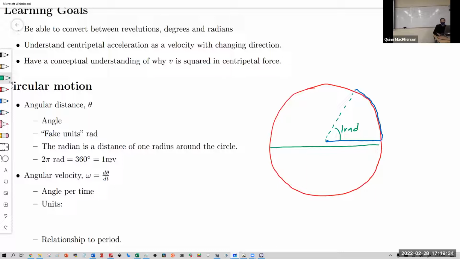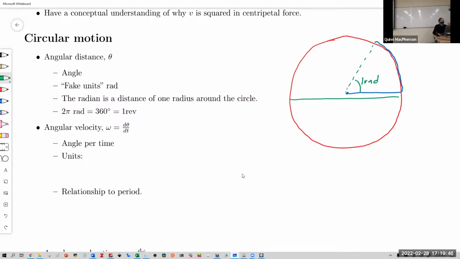Questions? Everyone get the concept here with what I mean by radian is a radius going around? Okay. So that's angle. Oops. You weren't supposed to see that. This is not calculus-based physics.